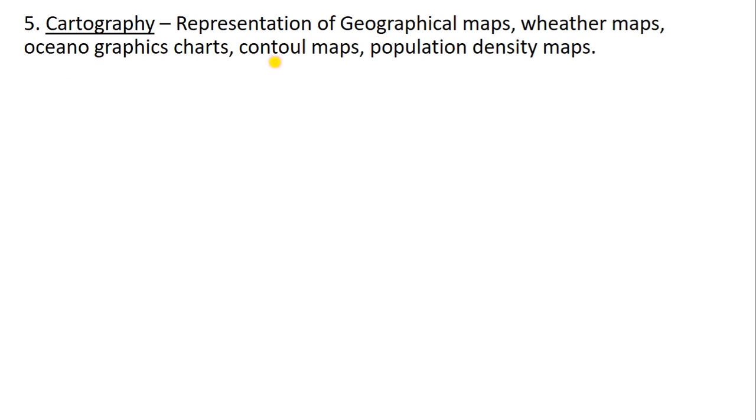Oceanographic charts will be there. Here a spelling mistake is there: it should be contour maps, means charts will be there. Population density maps will be shown, different types of maps that will be generated by cartography in computer graphics. So let's see some images so that you can get an idea.